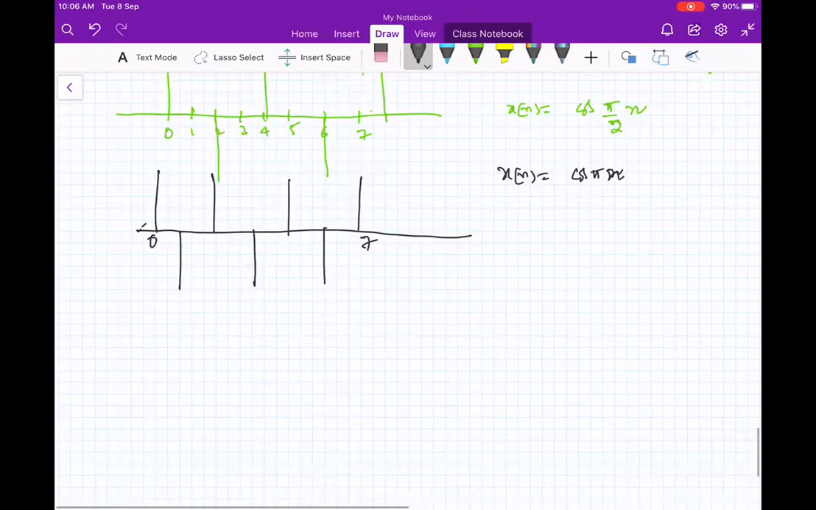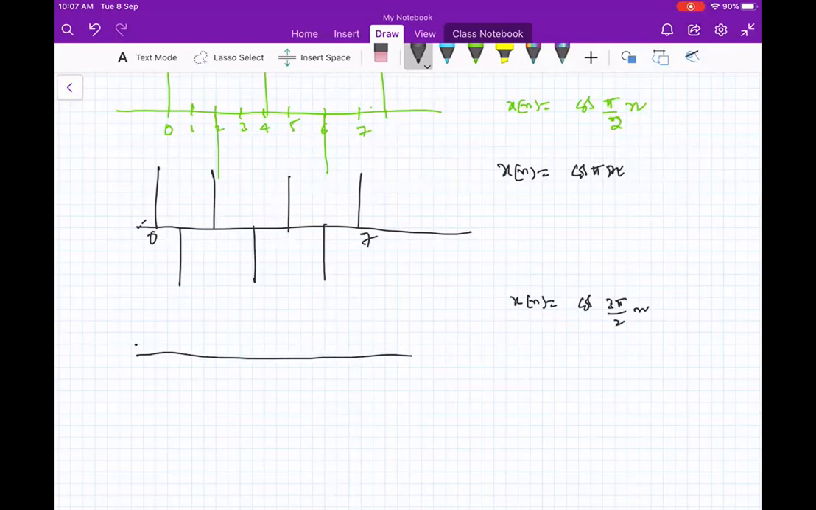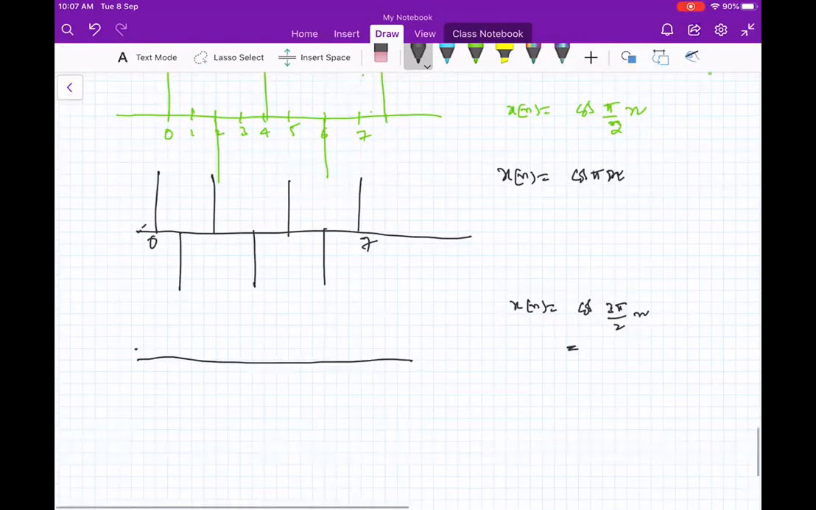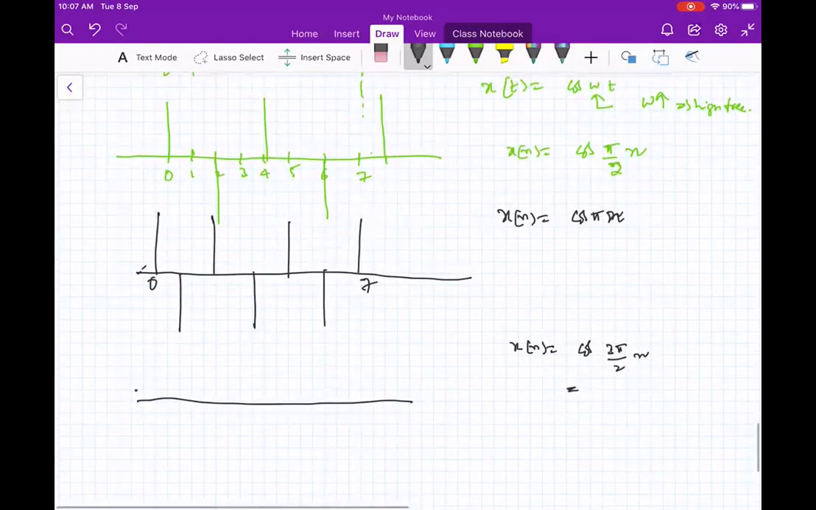Next, what is the next signal? x of n is equal to cos of 3 pi by 2 n. How will this be? Can anyone guess? Yes, sir, how will it be? 1, 0, minus 1, 0. Sir, again, no, I wish somebody else to answer, but without plotting this, how will it be?